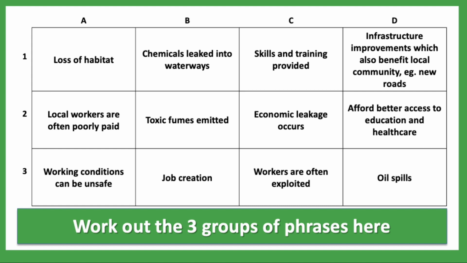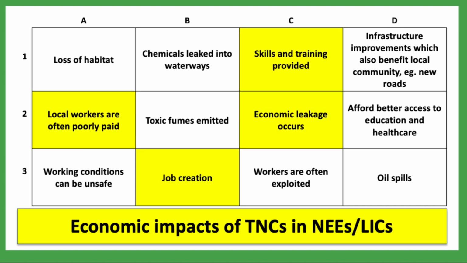Okay, let's reveal our first category. So if we look at the economic impacts of transnational corporations, we've got often local workers are poorly paid, but there is job creation. Skills and training is provided, but economic leakage occurs. So that basically means that lots of the profits go to other countries. They do not stay in the local area.